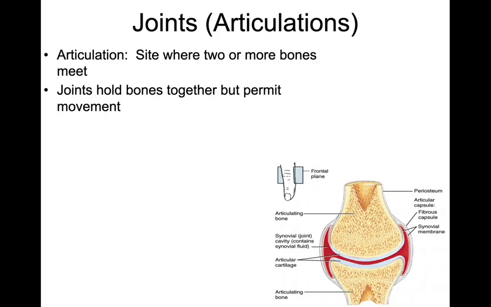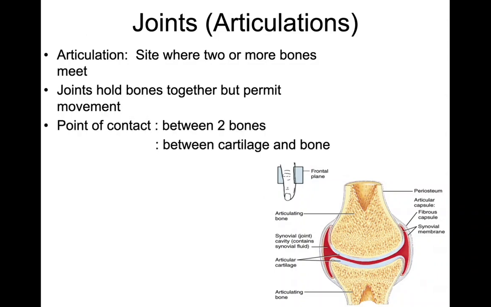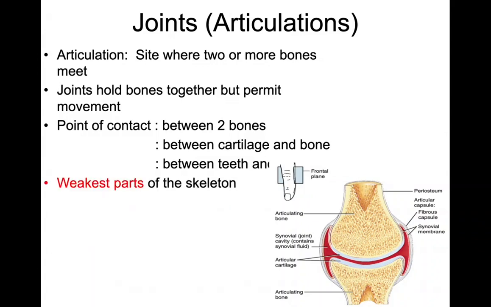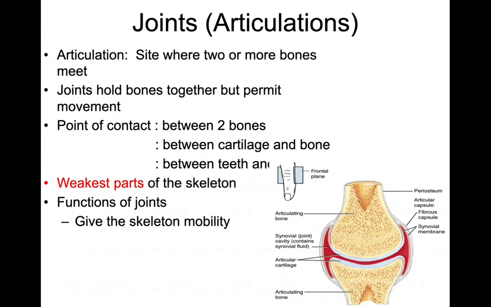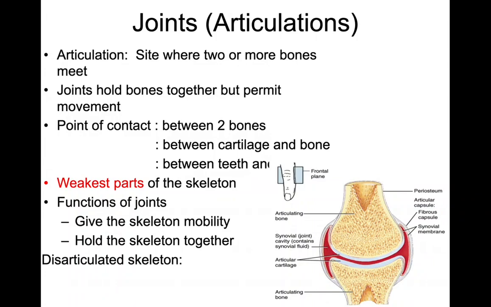There are some joints that don't move, though. It's a point of contact between two bones, between cartilage and bone, between teeth and bone. It's the weakest part of the skeleton, so it's where injury is most likely to occur. It helps give the skeleton mobility and helps hold it together. One of the things that we frequently study in anatomy and physiology is a disarticulated skeleton. It's one where the bones have been separated.